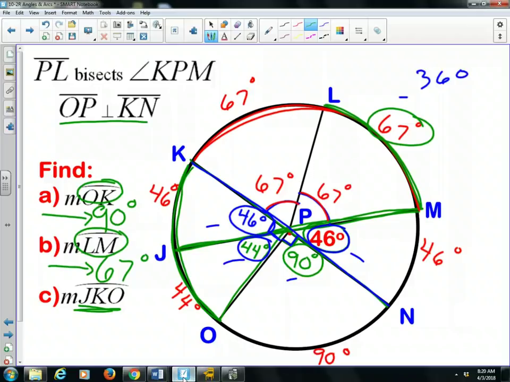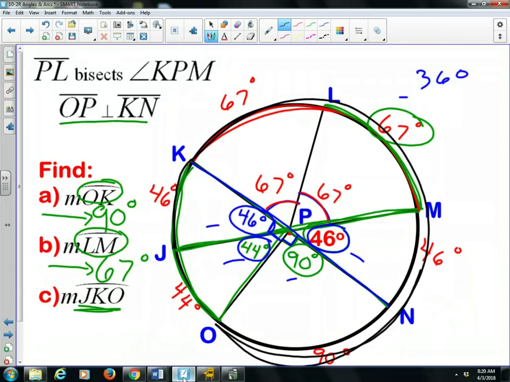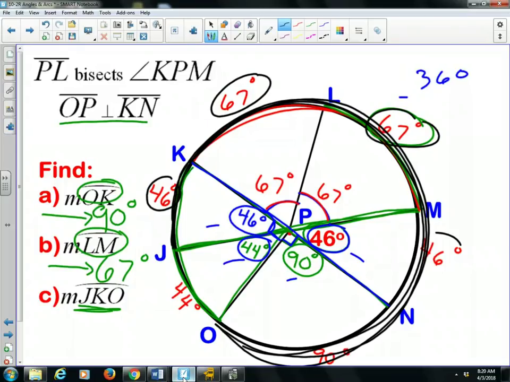The measure of arc JKO. So here is J, K, O. So this huge arc right here. Okay, we could add up 46 plus 67 plus 67 plus 46 plus 90, or we could take 360 minus 44, and then we would get the measure of arc JKO. Arc JKO then would be 316 degrees.